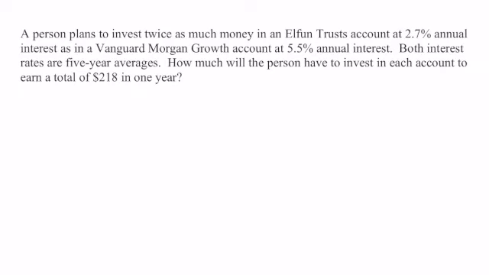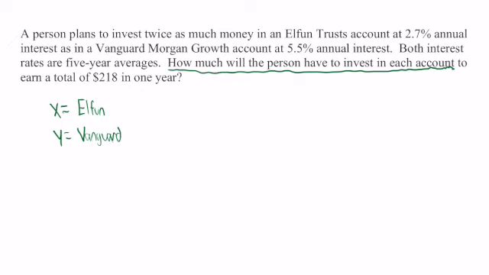So when we read this problem, it's asking, how much will the person have to invest in each account? We're dealing with two accounts, so we'll need two variables. X can be the amount that we invest in the Elfin Trust account. Y can be the amount that we invest in the Vanguard account.